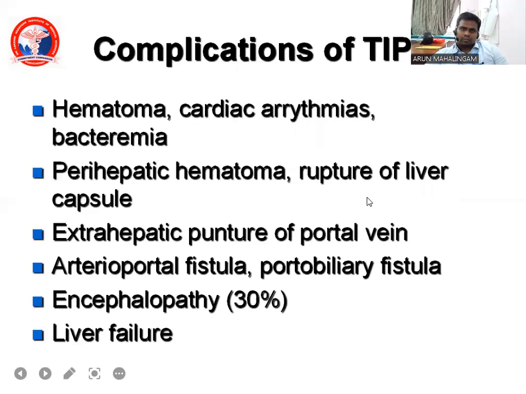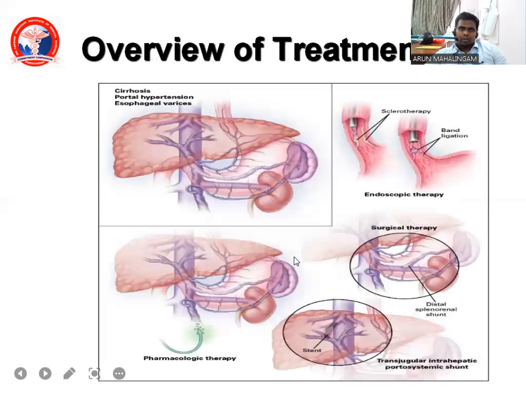Complications of TIPS can be hematoma, cardiac arrhythmia, rupture, liver cell failure, encephalopathy. Overview of the treatment of TIPS. This is endoscopic therapy like banding and injection of sclerosants like polidocanol, and surgical splenorenal shunt. A distal splenorenal shunt is used.